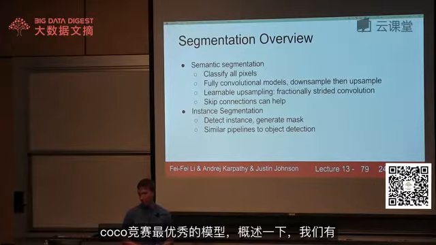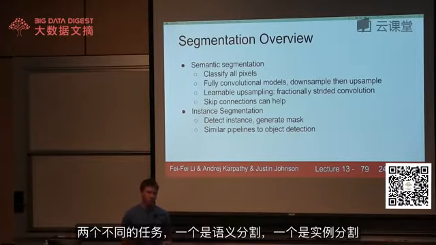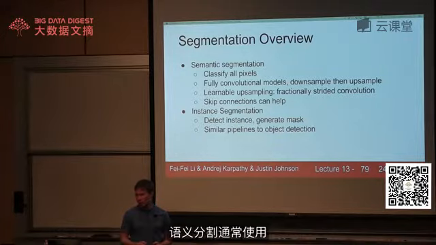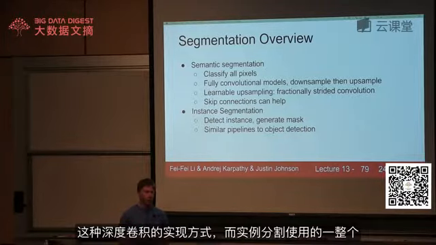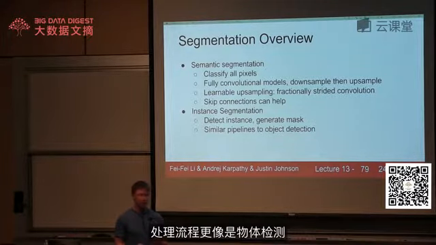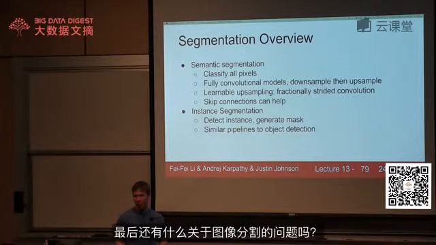So the overview of segmentation is that we've got these two different tasks, semantic segmentation and instance segmentation. For semantic segmentation, it's very common to use this conv-deconv approach. And then for instance segmentation, you end up with these pipelines that look more similar to object detection. So if there's any last-minute questions about segmentation, I can try to answer those now.